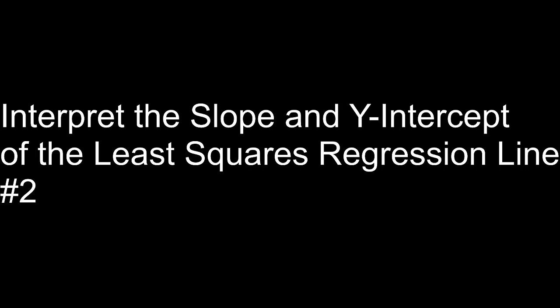This video is on the objective interpret the slope and y-intercept of the least squares regression line, which is that best fit line for a scatter plot of data points. And this is the second video on this objective. I'm hoping you watched the first one where I went over a lot of instruction and it was a bit longer video. This one I'm just going to get into the problem and work on it.